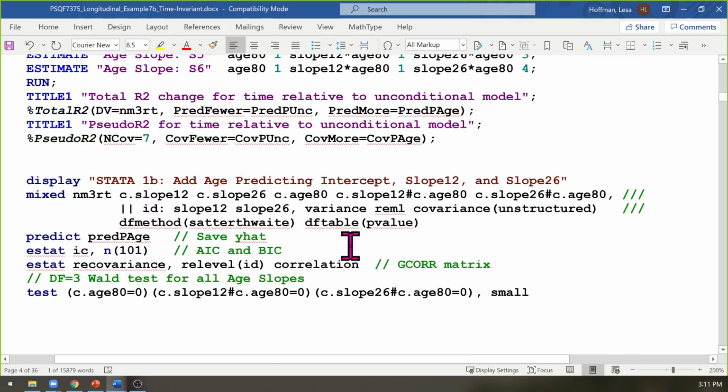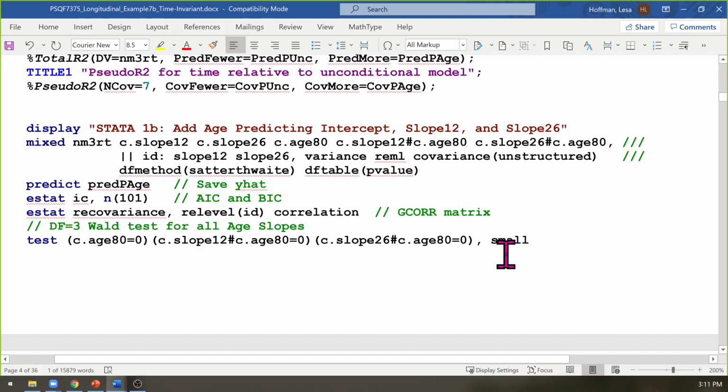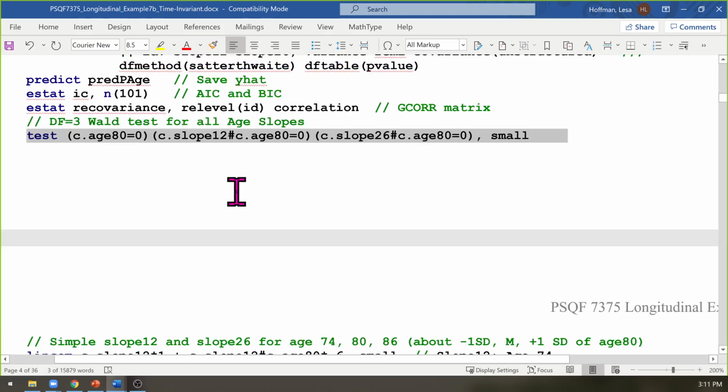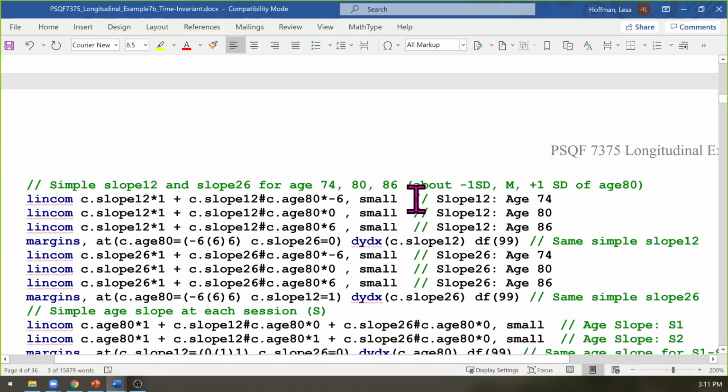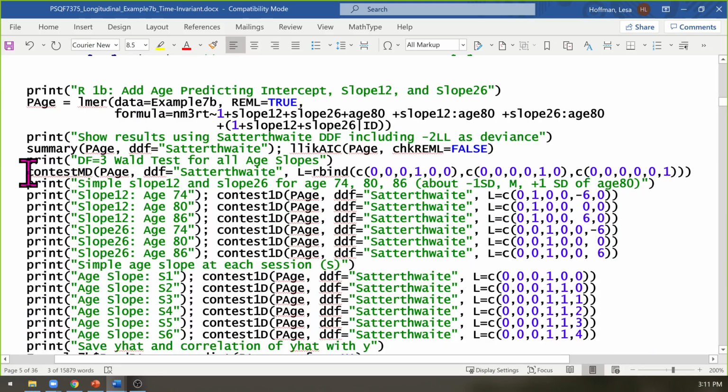In Stata, it's the test statement right here. So the same idea where the parentheses delineate numerator degrees of freedom. And I'm making it explicit that I'm testing each slope against a null hypothesis of 0. And in R, that is this contestMD thing. So I am putting a 1 for the main effect of age, then for age by slope 1, 2, and then age by slope 2, 6. And I'm lumping those 3 slopes into one joint hypothesis test. Good times.